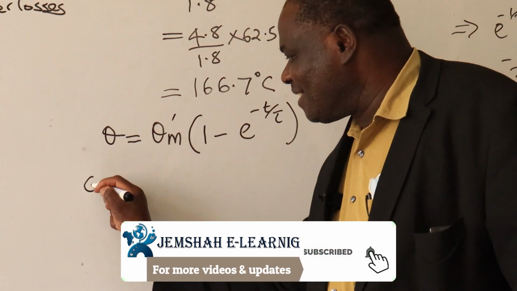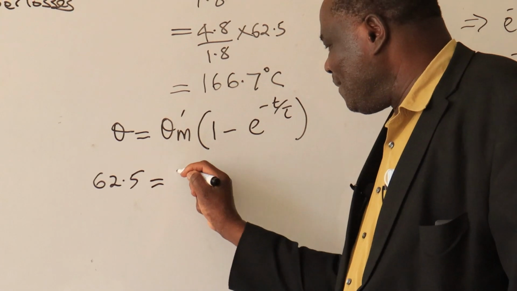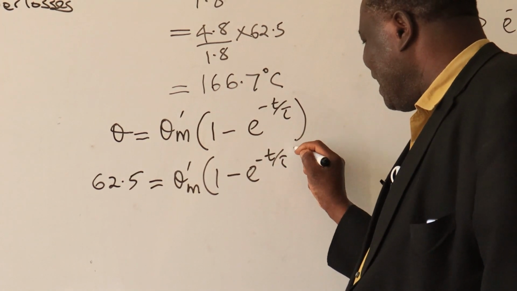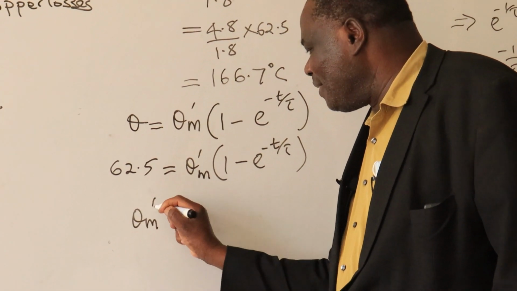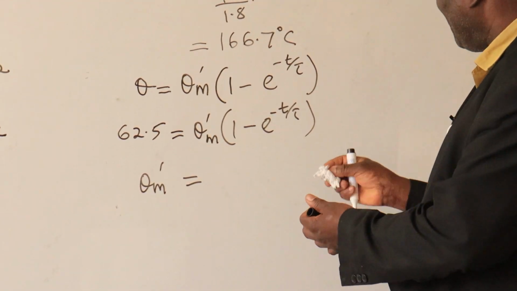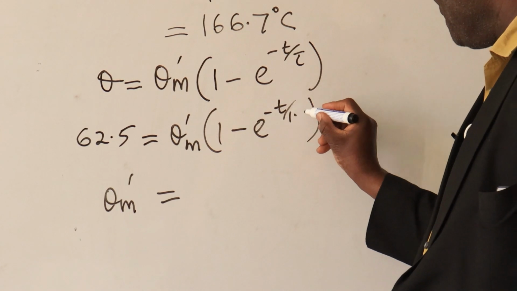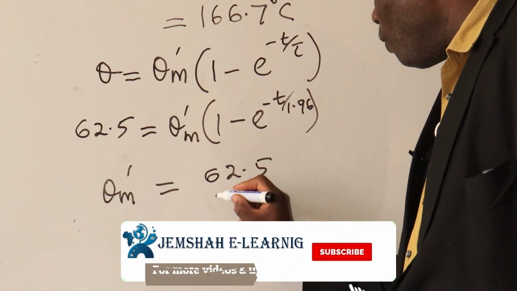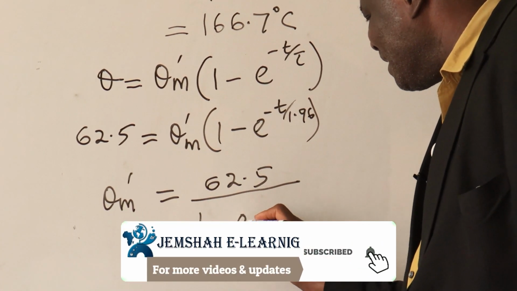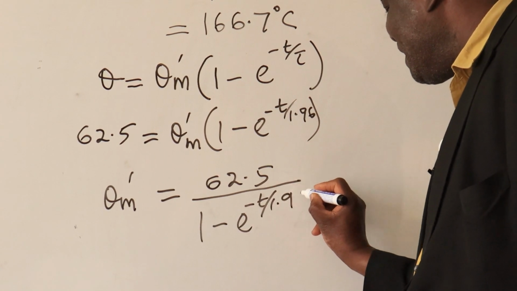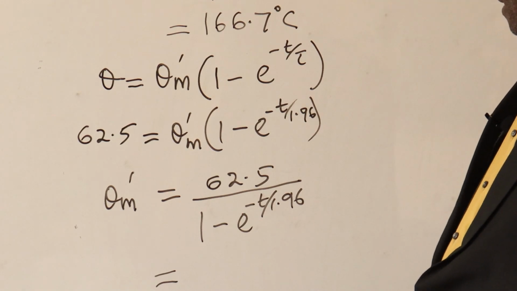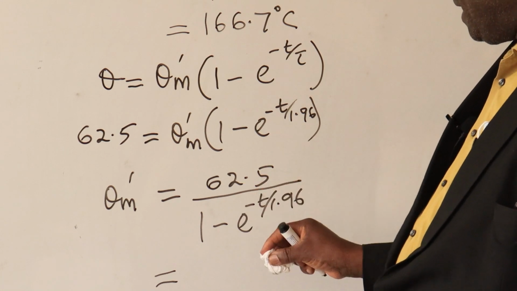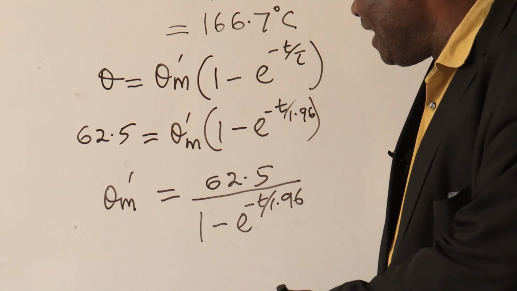So we say 62.5 is equal to theta m prime into 1 minus e power minus t all over tau. So theta m prime will be equal to what? Our tau was what? 1.96. Now we input everything. So this will be equal to 62.5, we divide by 1 minus e power minus t all over 1.96. We want theta m prime, we have, eh? Yeah, theta m prime we have.